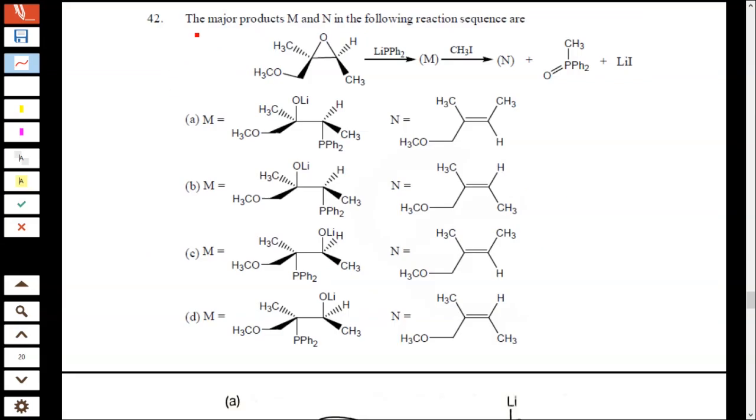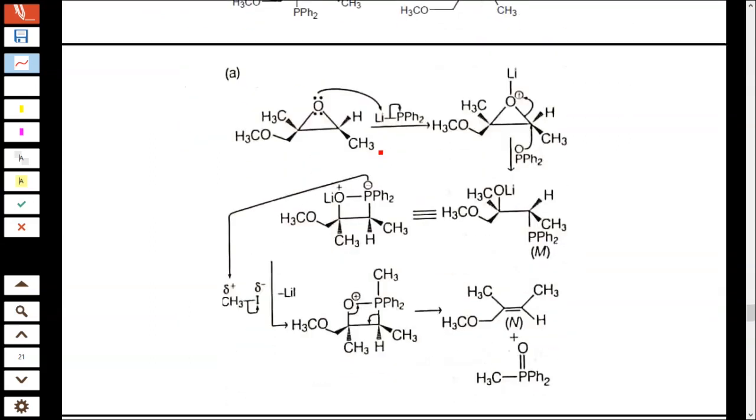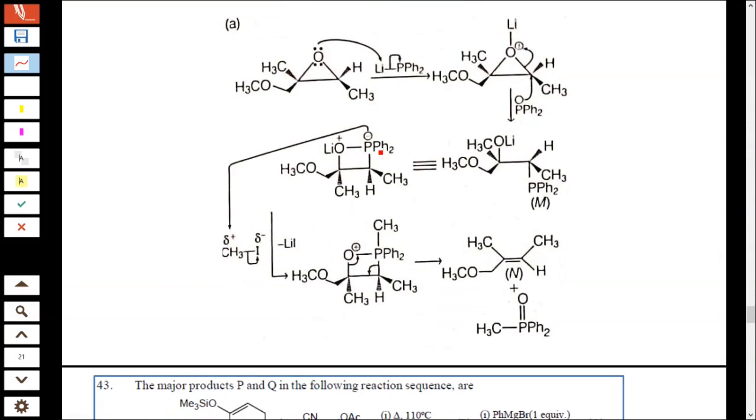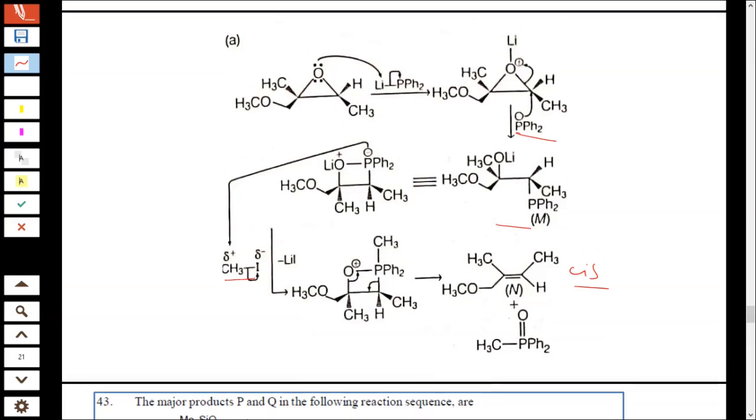Question number 42. The major products M and N in the following reaction. The reactant has been given. See the reaction: this oxygen attracts the lithium. On reaction with PPh2, it gives the product M. This on reaction with methyl iodide gives a cis compound. This cis compound is N.